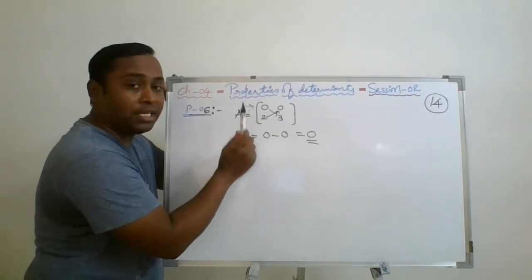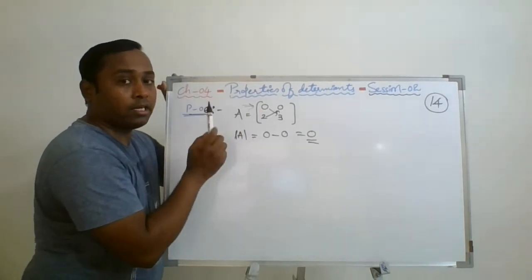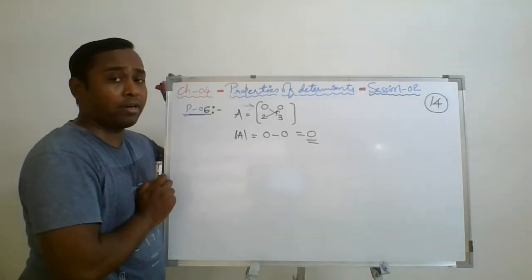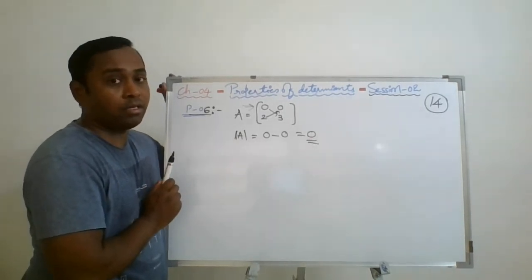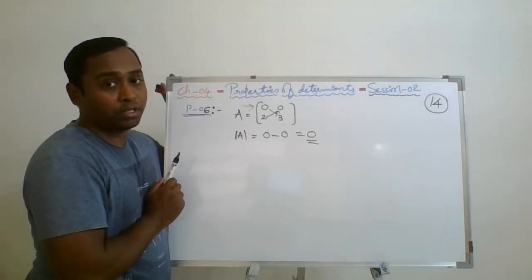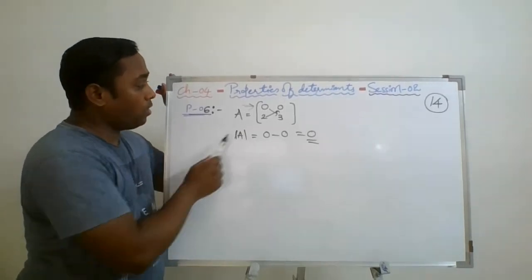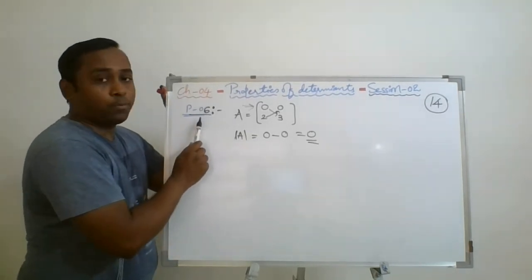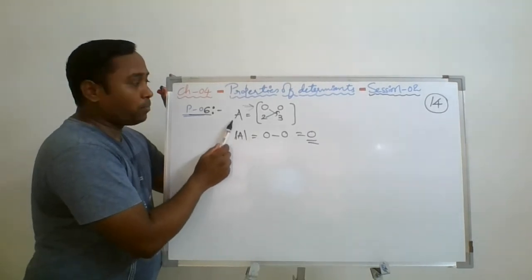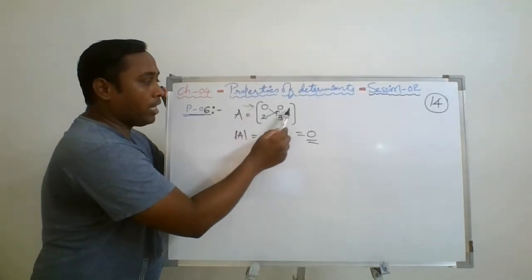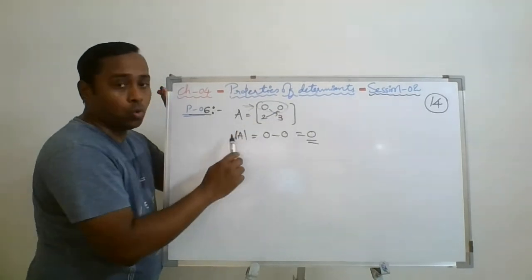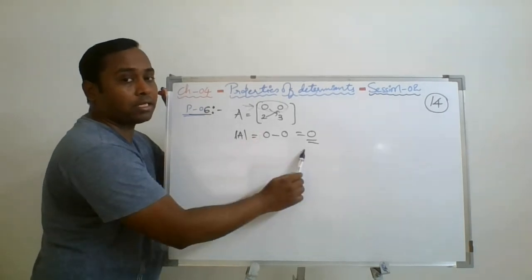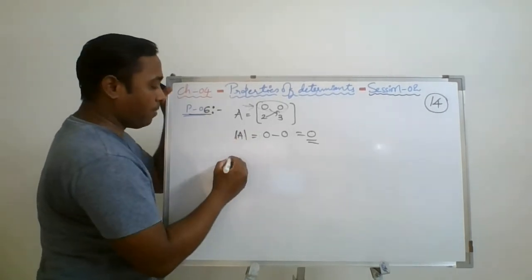And you have experienced this property while doing elementary operations in the matrix chapter, while calculating the inverse of the matrix with the method of elementary operations. So you have already experienced this property. So this is what we call the sixth property here. What does the sixth property say? If all the elements of a row or a column are zeros, then the determinant of that square matrix is always 0.